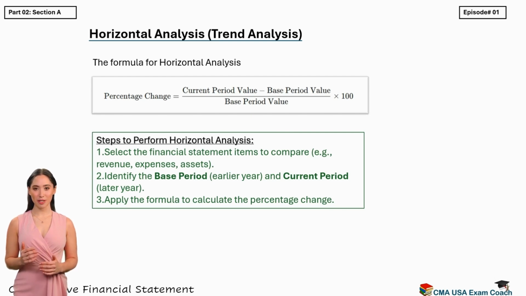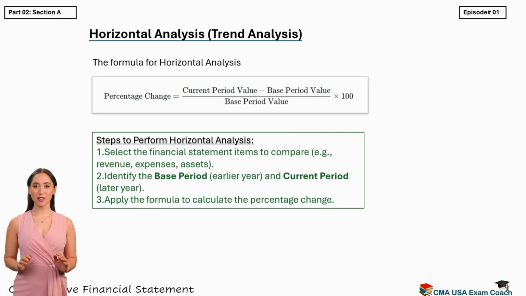Step 3. Interpret the results. Analyze whether the changes are positive or negative and determine the reasons behind them. Consider external factors and internal factors affecting the changes. Use insights to make informed business decisions and forecasts.